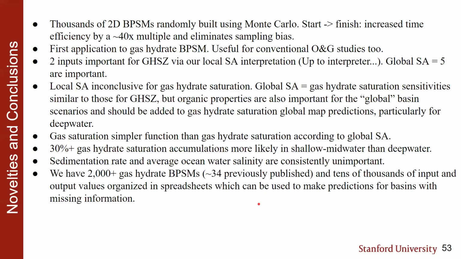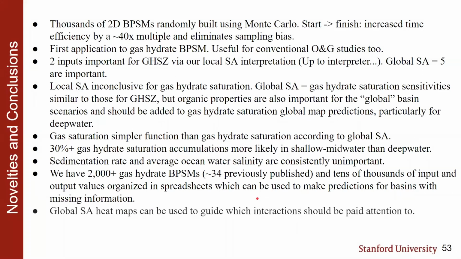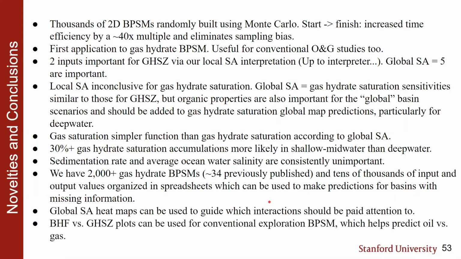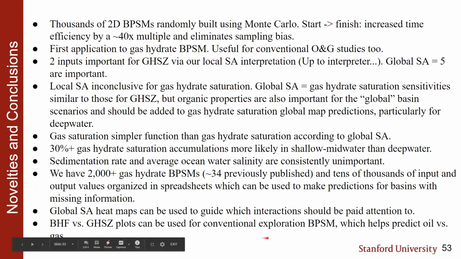We have thousands of models which can contribute to understanding of gas hydrates. Previously, there have been about 34 that exist, and we hope that our spreadsheets can also inform basins with missing information. The global sensitivity analysis heat maps can be used as guides for which interactions should be paid attention to. And these correlations between basal heat flow and gas hydrate stability zone can be used for conventional exploration.